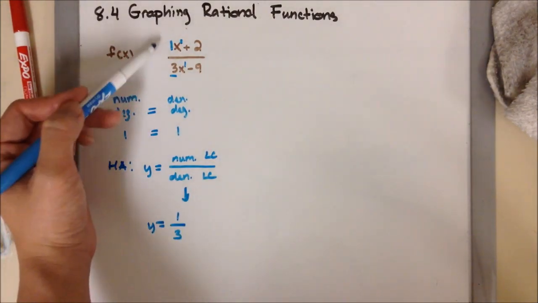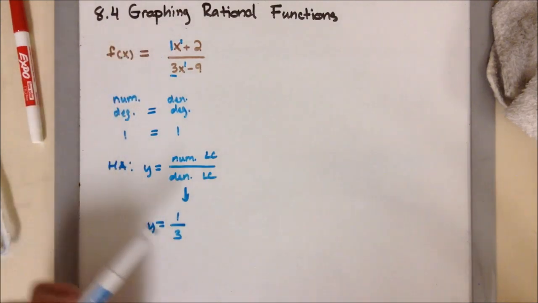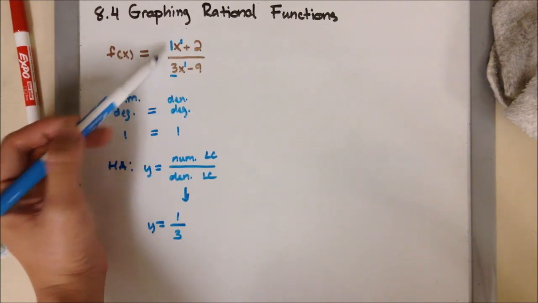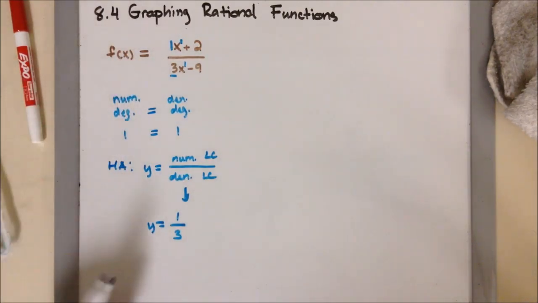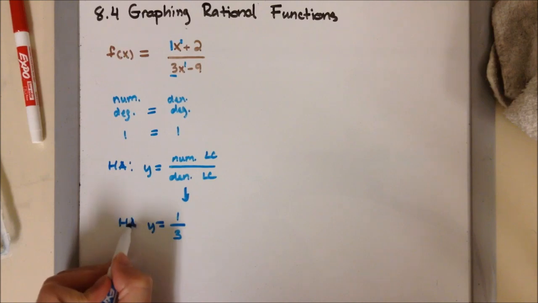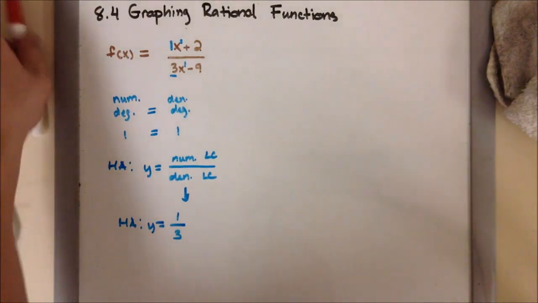And it's positive. In the event it's negative, be careful with that. Make sure that you carry down the negative. But here it's just positive 1 on the top, positive 3 on the bottom. So my horizontal asymptote is y equals 1 over 3. And I'm stating that this is our horizontal asymptote. And let me box that up.